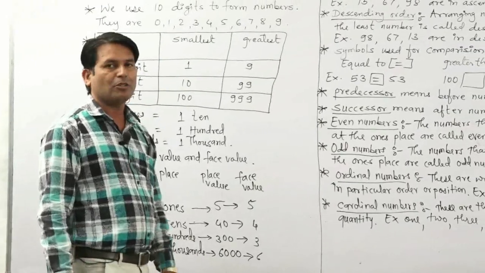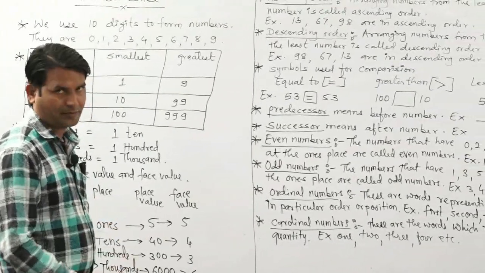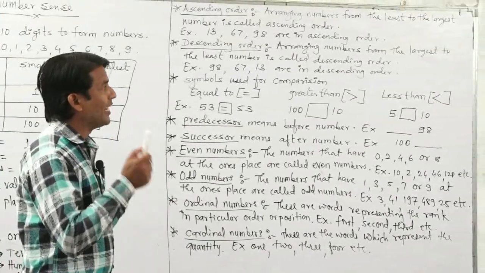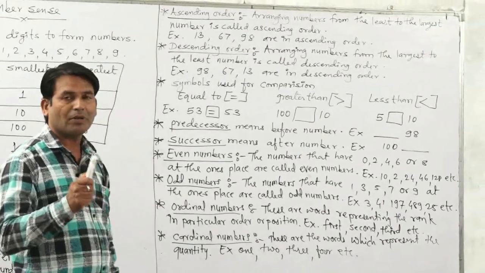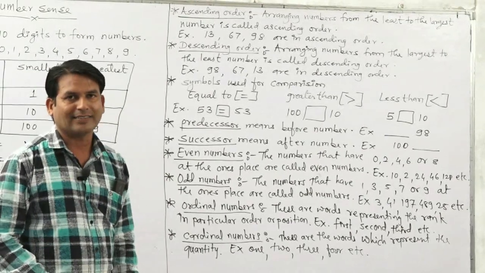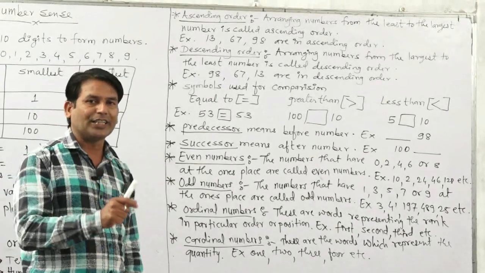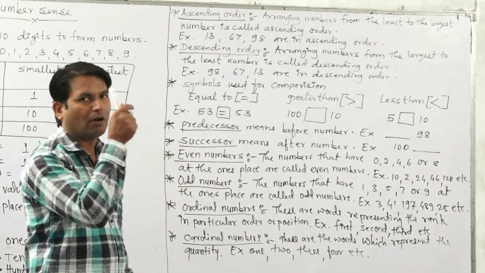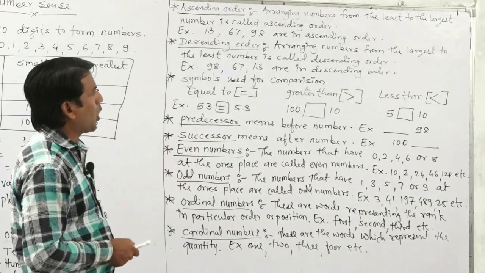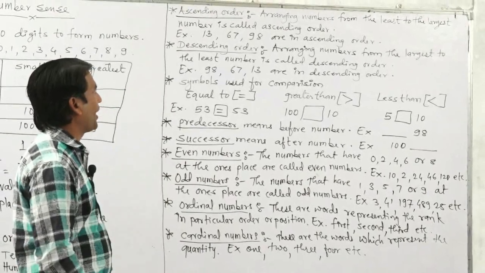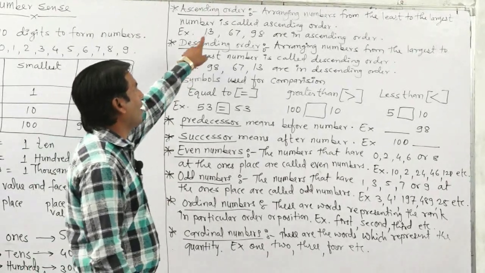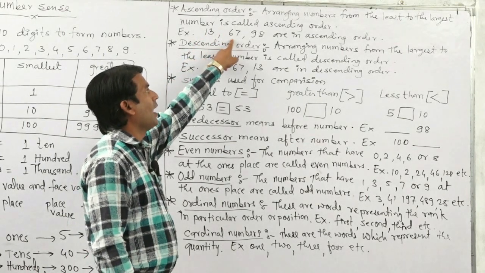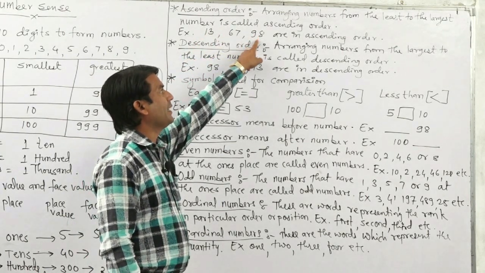Ascending order. What is meant by ascending order? Arranging the numbers from least to the largest number is called as what? Ascending order. Arranging numbers from the least to the largest number, that is known as ascending order. Okay? Example is given here. 13 is the least number. After that, 67 and after that last one 98.